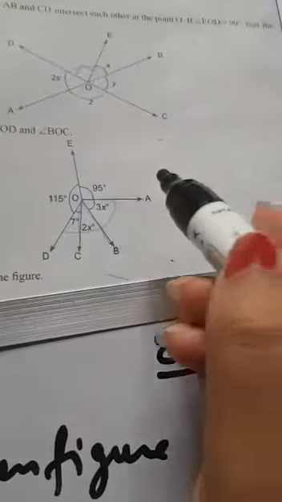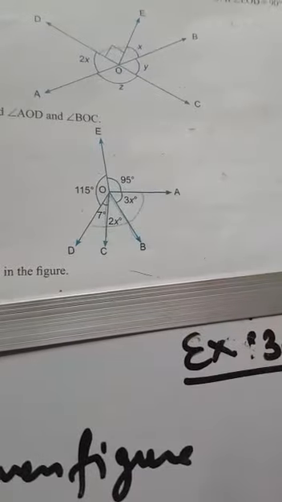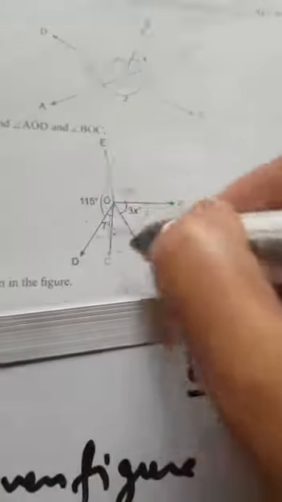So see what we will do. You can see this complete angle. Now 95 is given, 115 is given, and this complete angle is equal to 360 degree. All angles are formed around O and they are making a complete angle.